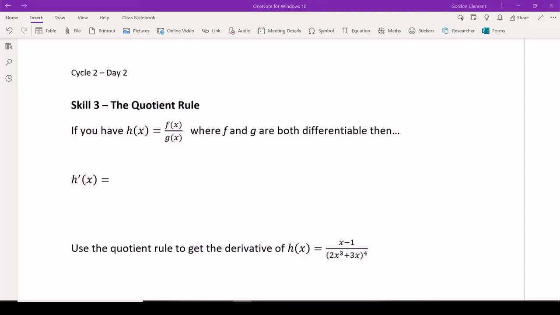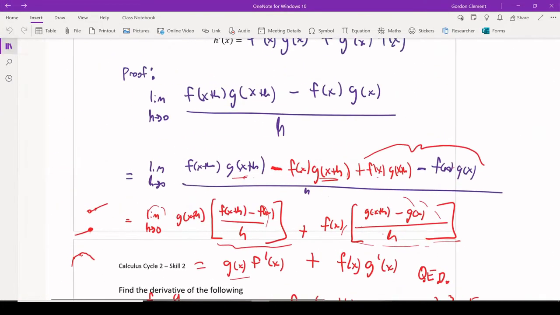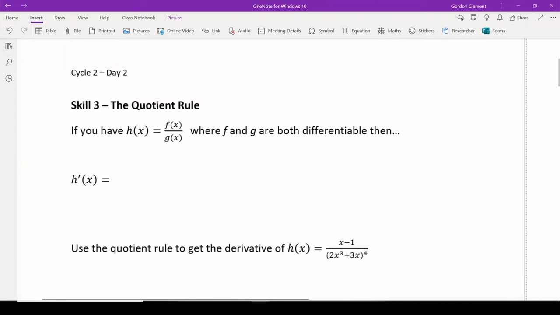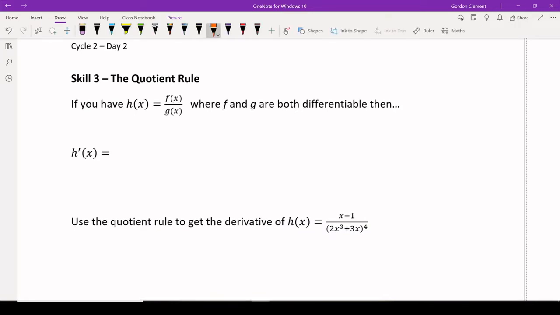Okay, so we're going to get rolling on skill 3, the quotient rule, as I scroll to the bottom of my document and jump to a whole different page. There we go. What we have here is basically the quotient rule is ready-made for rational functions. So when you have a function with x on top and a function with x on the bottom, that's when this rule is going to apply.